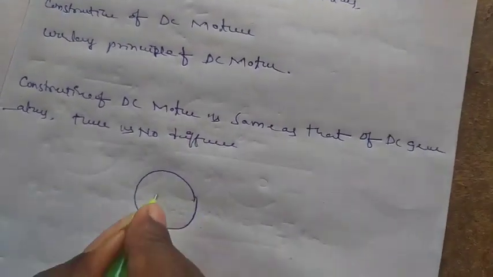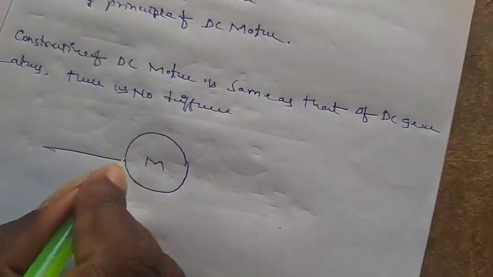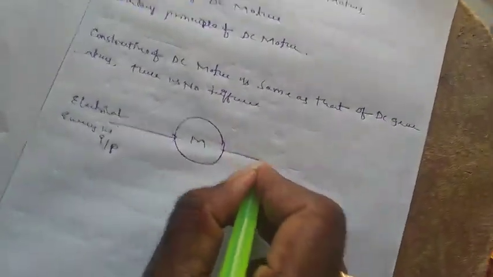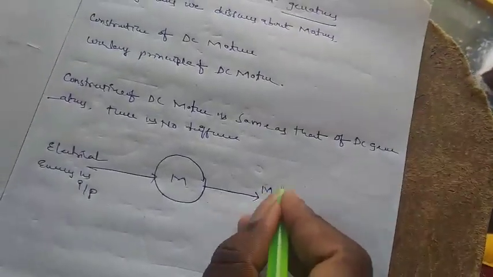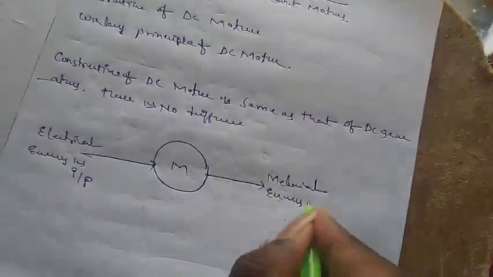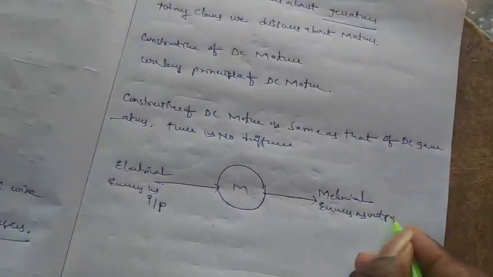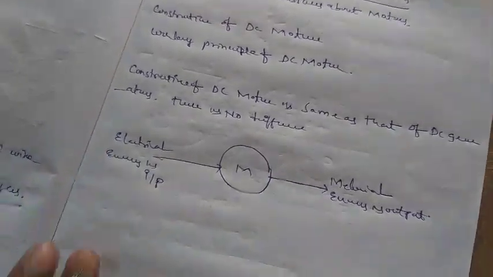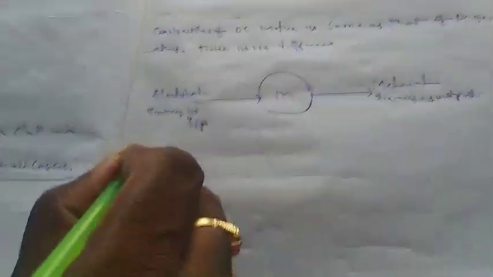So in a motor, electrical energy is the input and mechanical energy is the output. There is no difference from the construction point of view, so only the working principle differs.